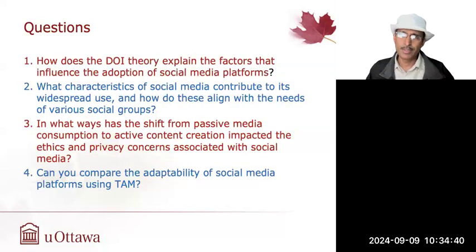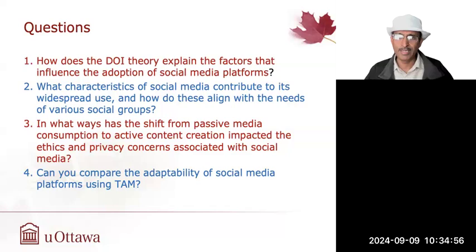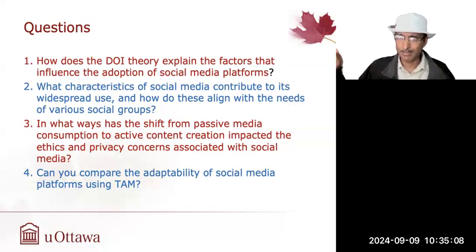So how does the DOI theory explain the factors that influence adoption of social media platforms? What characteristics of social media contribute to its widespread use? How do these align with the needs of various social groups? In what ways has the shift from passive media consumption to active content creation impacted the ethics and privacy concerns associated with social media? And can you compare the adaptability of social media platforms using TAM, the technology acceptance model?